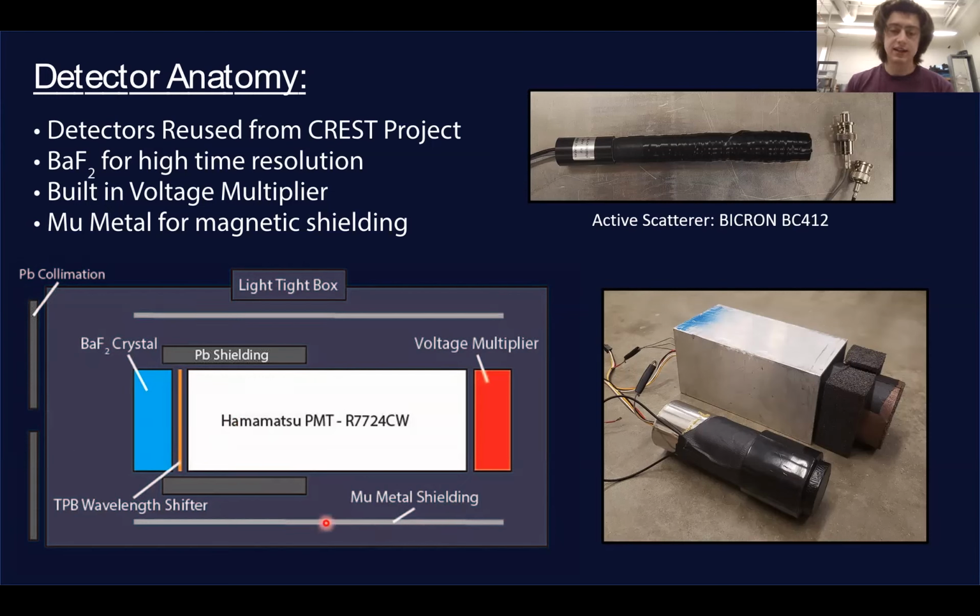The metallic shielding is to avoid any discrepancies caused by changes in the magnetic field, because these detectors are going to be rotating around, changing orientation within the Earth's magnetic field, and we didn't want that to be a factor of our measurement. Also in the top right is an image of our active scatter. It's smaller, it doesn't have as good energy resolution or timing resolution. It's just used for that event selection.